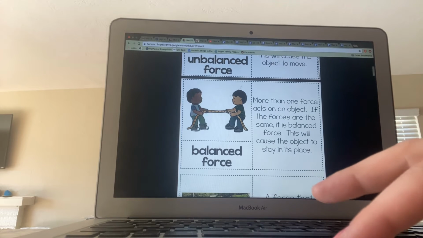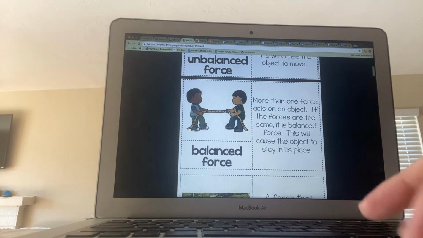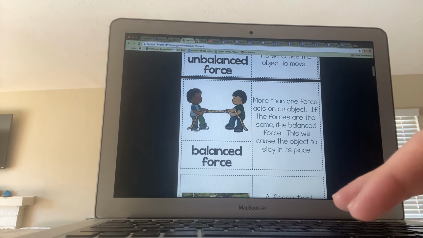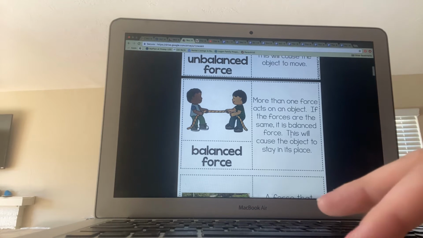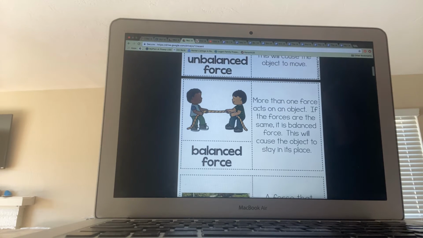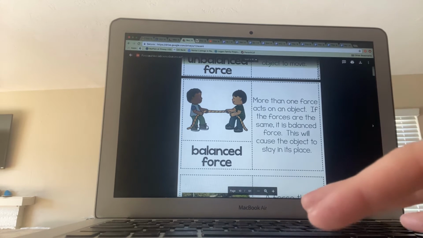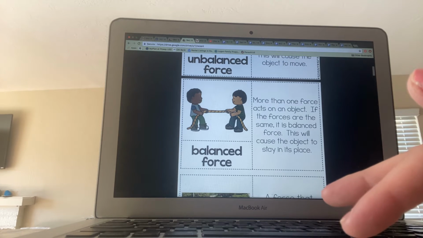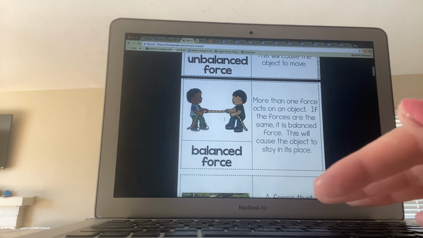Balanced force. More than one force acts on an object. If the forces are the same, it is balanced force. This will cause the object to stay in its place. Now, we've talked about tug of war before. If he is pulling at the same amount of force as he is, then it's just going to stay in the same place.